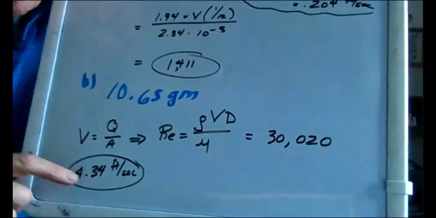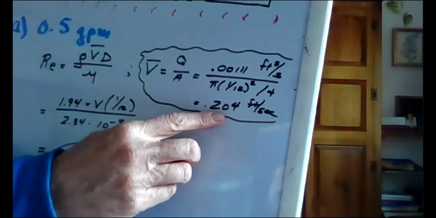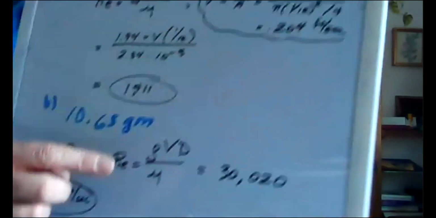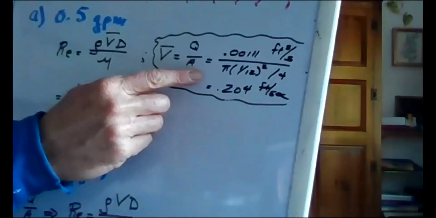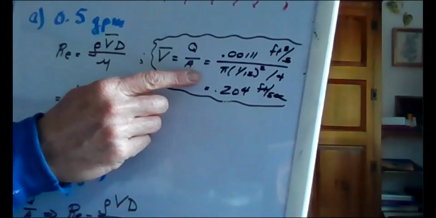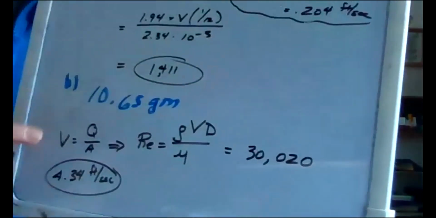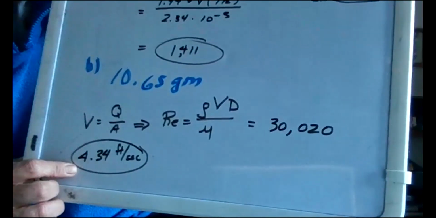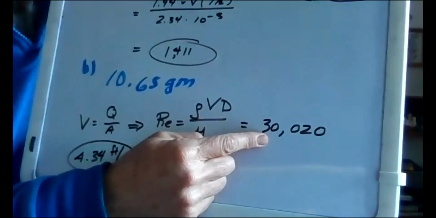So basically what I did was I took my earlier speed, 0.204 feet per second. That was based on 0.5 GPM, and now I have 10.65 GPM. So I took this number and divided it by 0.5 to get rid of the 0.5 and multiplied it by 10.65 to replace it with 10.65. And I got, hey, that water is moving a lot faster, 4.34 feet per second. And as a consequence, the Reynolds number I get is 30,020.